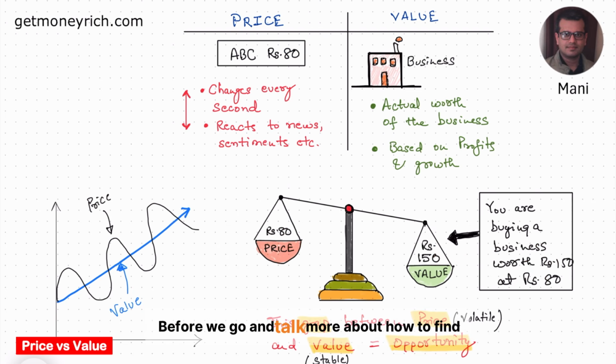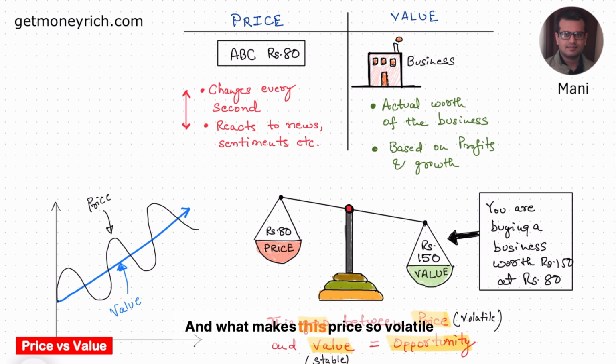Before we go and talk more about how to find undervalued stocks, let me give you a small introduction about the difference between the price and value of a business. What is the price of a business? The price of a business is something that we see every day on our screens, on our business news channels. The number that is displayed on our screen is the price of the stock. It's very easy to find. And it is a very volatile number. It keeps changing every second.